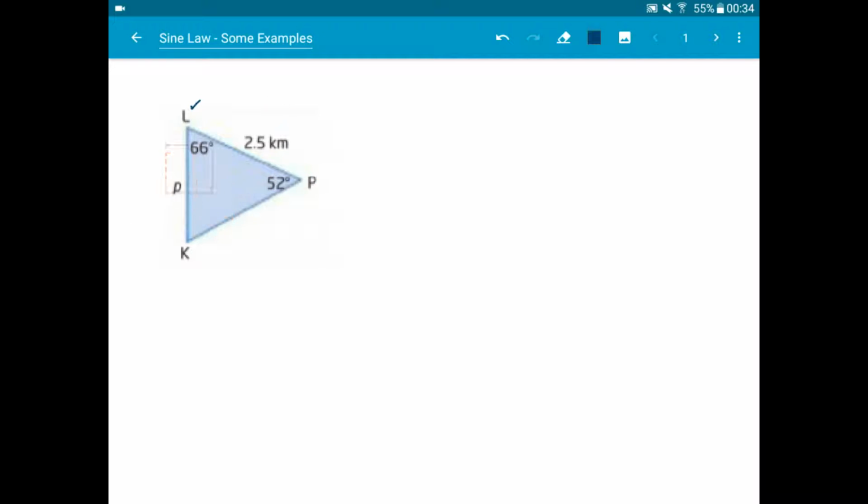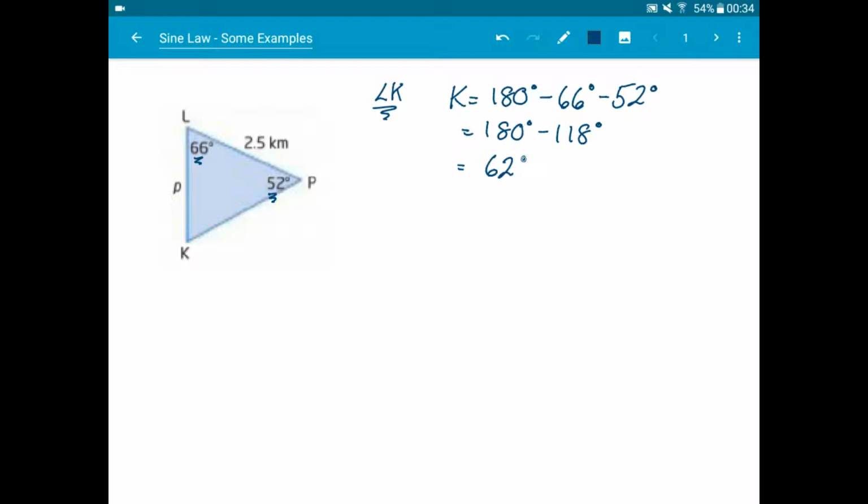But what you should always do is fill in information that you know from any other source. For example, we can find angle K right away. We know that K is going to equal 180 degrees, because all triangles have a sum of interior angles of 180 degrees, but 66 and 52 of it have already been used up. So 180 degrees minus 66 degrees minus 52 degrees. We'll do this in a couple of steps. 180 minus 66 is 118, and 118 minus 52 is 62 degrees. Okay, so let's just put 62 degrees in here.